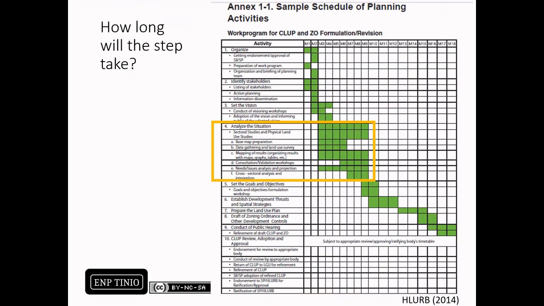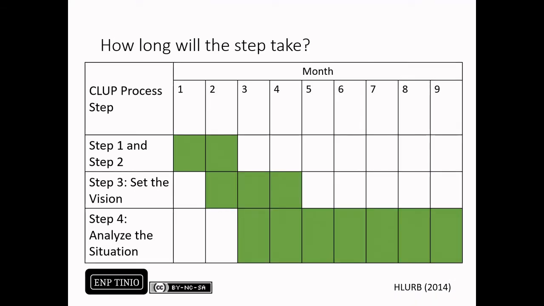How long will Step 4 take? In the sample schedule of planning activities prescribed by the HLURB 2014 Guidebook, Step 4, Analyze the Situation, is allotted 7 months. Of the 18 months prescribed by the HLURB, situational analysis gets the bulk. In comparison, the next step, with most months allotted, is preparing the land use plan, which the schedule prescribes to last 3 months. This is because of the aforementioned activities and outputs for sectoral and thematic studies.